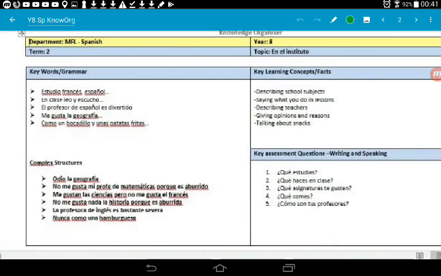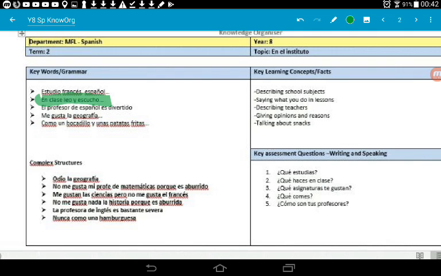Then we move on to term 2. We did some of that in term 1 too, basically, but this is part of the things that you need to prepare, guys. This is where we studied different school subjects. We talked about school. Remember, the verb here is estudiar, estudio, I study. We look at verbs in the present tense. En clase leo y escucho. In class I listen, I read.